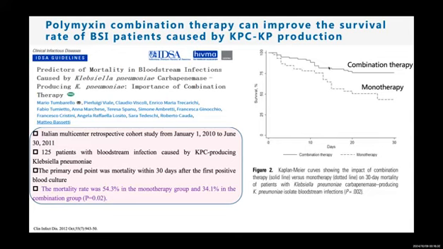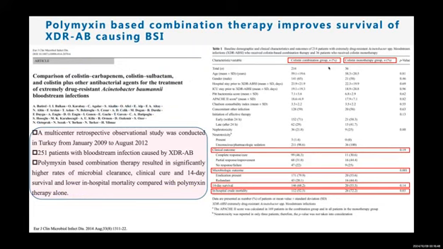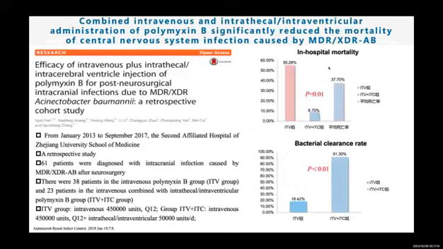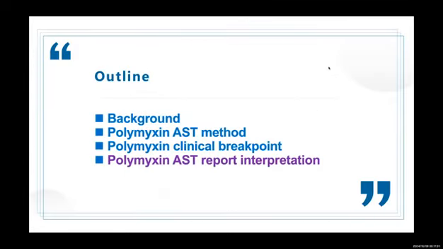And we can see from this paper published in CID that the mortality rate was 54% in the monotherapy group and 34% in the combination group. And polymyxin-based combination therapy improved the survival of XDR Acinetobacter baumannii causing bloodstream infections. We can also see that polymyxin IV combined with aerosol inhalation can significantly improve the clinical efficacy of VAP infections caused by MDR gram-negative bacilli. And we also found combined intravenous and intrathecal and intraventricular administration of polymyxin B significantly reduced the mortality of central nervous system infections caused by MDR and XDR Acinetobacter baumannii.